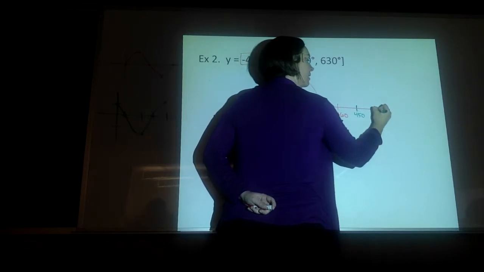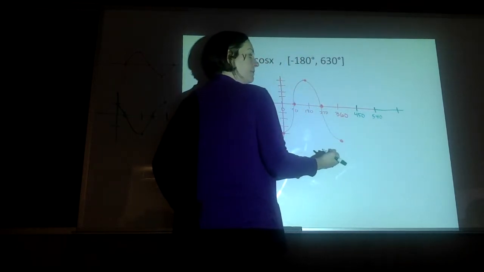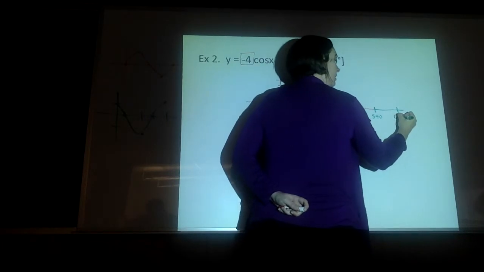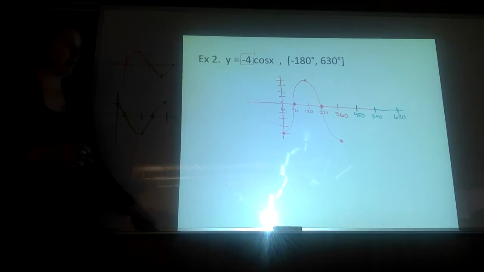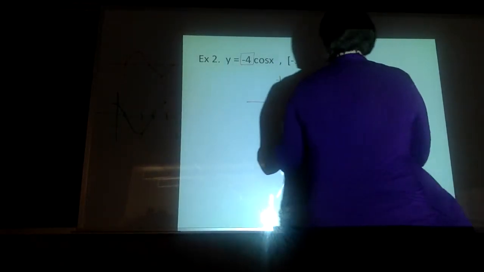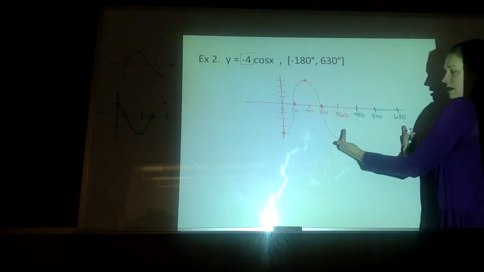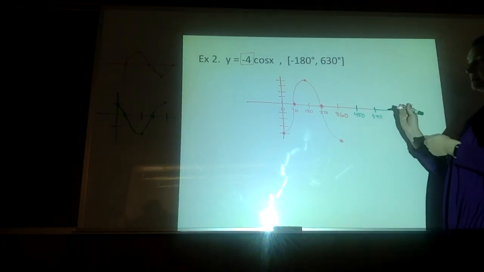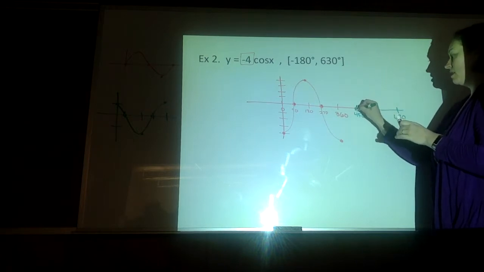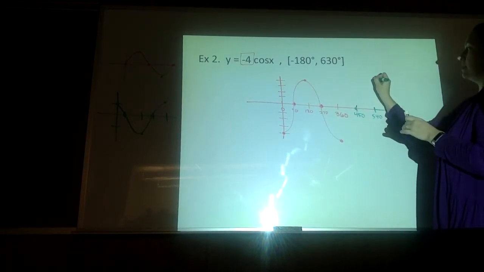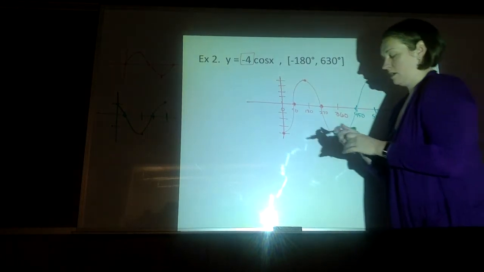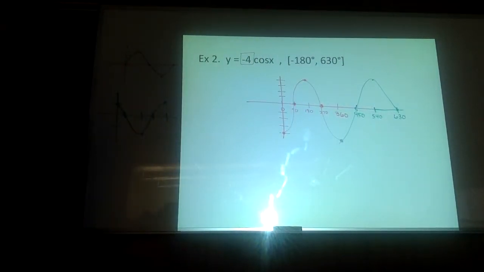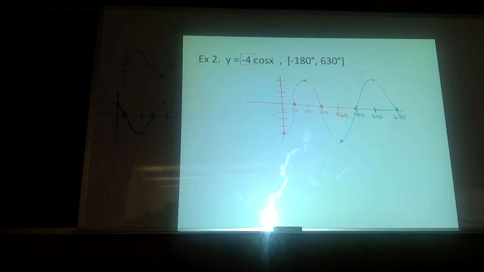540. One more. 630. Right? So now I'm going to take my graph and start just like here. It's going to cross at 450 and 630. This is going to be up, this is going to be down, and I'm going to connect it. Every quarter should match to the original.